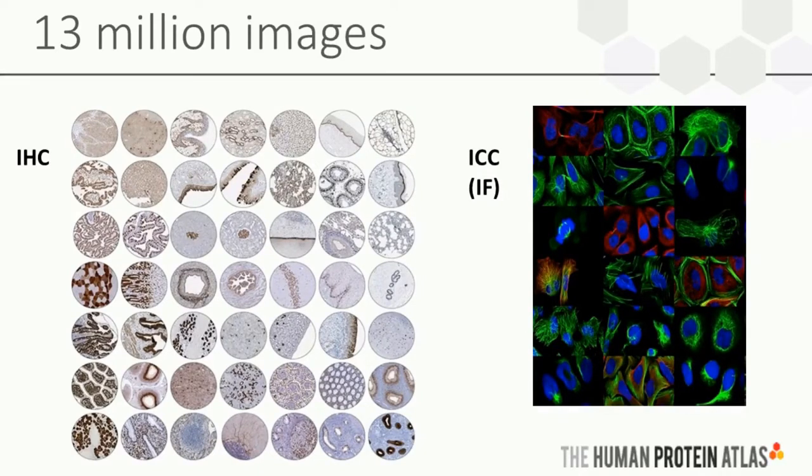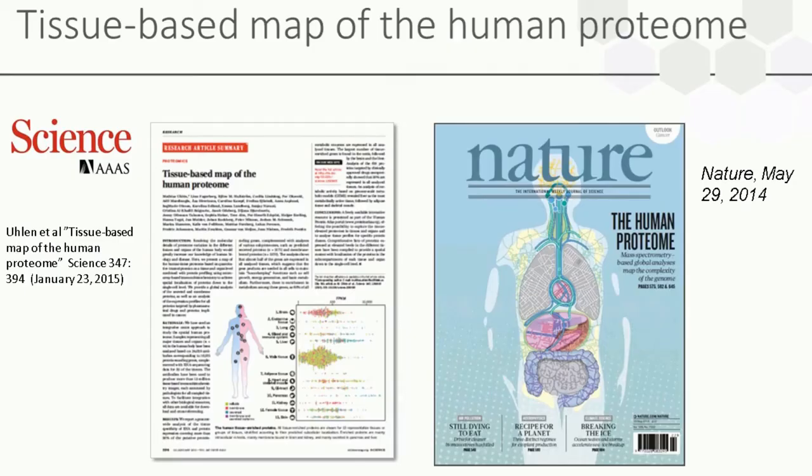Up till now, we have created about 13 million images that have been looked upon by pathologists. The main focus has earlier been IHC, immunohistochemistry, but we've also now produced a lot of images with ICC, and you will hear more about that later in this presentation.